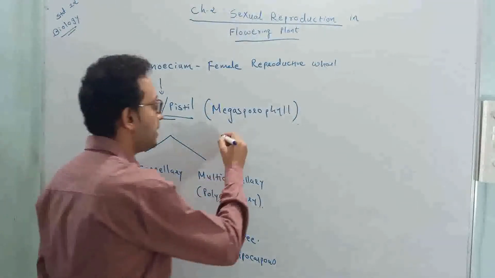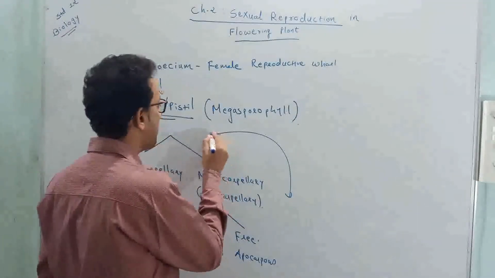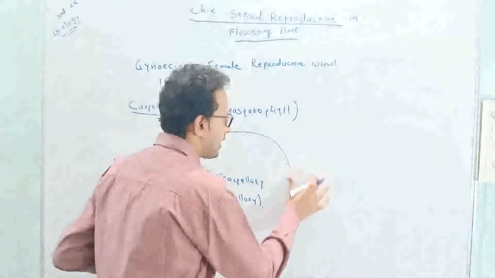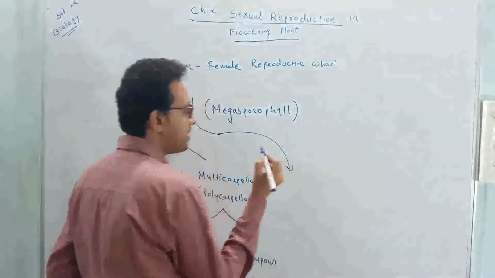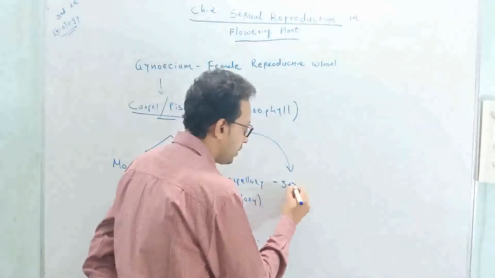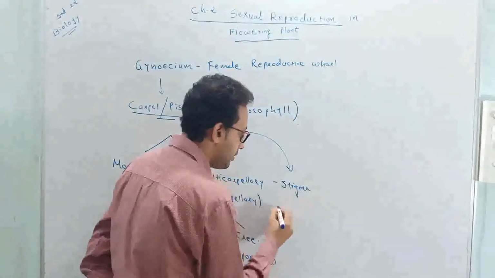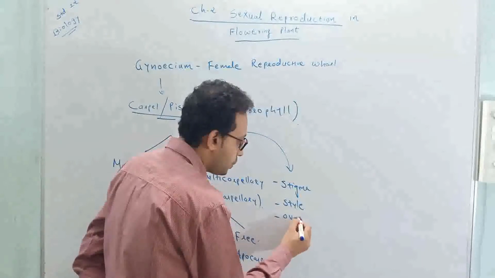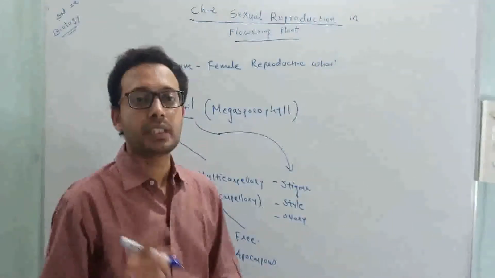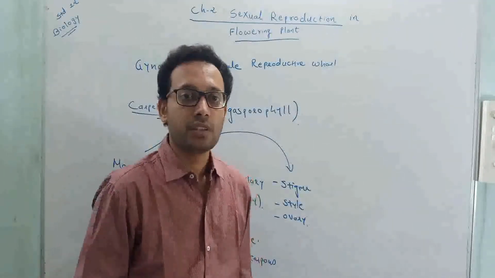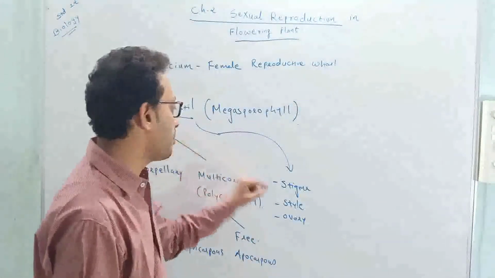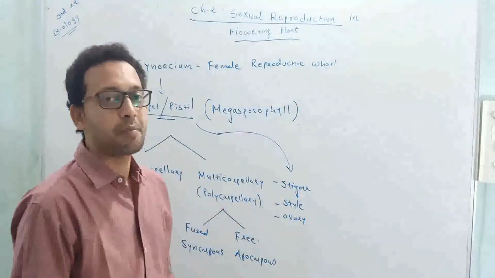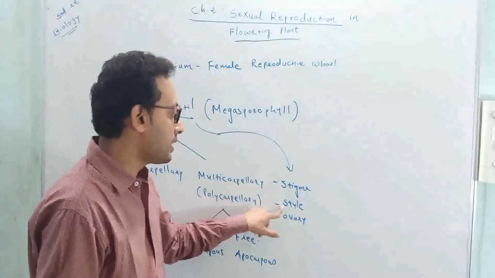Now let's discuss the different parts of a carpel. What are the different parts of a carpel or pistil? The carpel or pistil is divided into three parts. The first is called as stigma, second one is called as style, and the third one is called as ovary. What we have discussed in the first session, which are the different parts of a carpel or pistil: stigma, style, ovary.